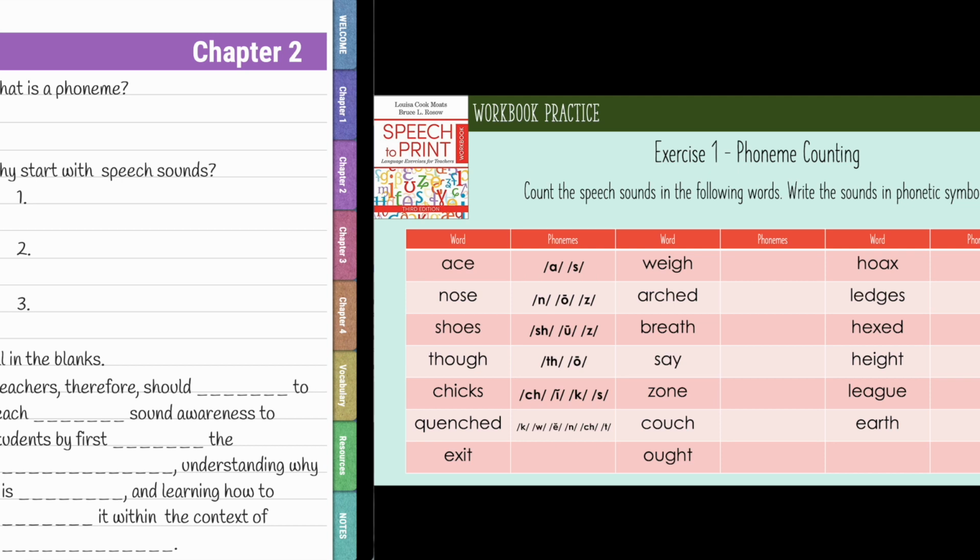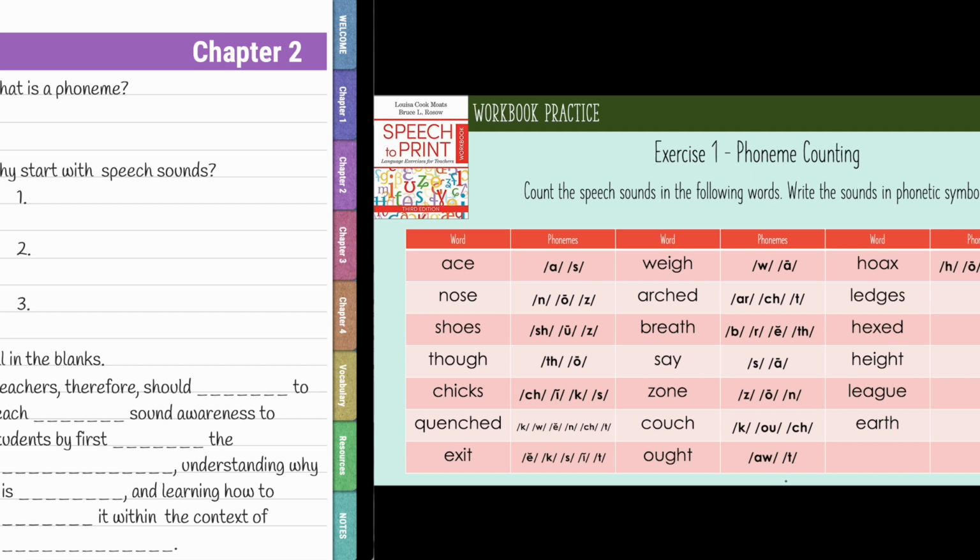So I'm going to go through these a little bit quicker. I'll give you a couple of seconds between each one to try them out and see how many sounds there actually are. Exit. Did you say five? What about way? There are two. Arched. Breath. Say. Zone. Couch. Ought. Hoax. There are four. Again, here's an occurrence of that X representing two sounds.